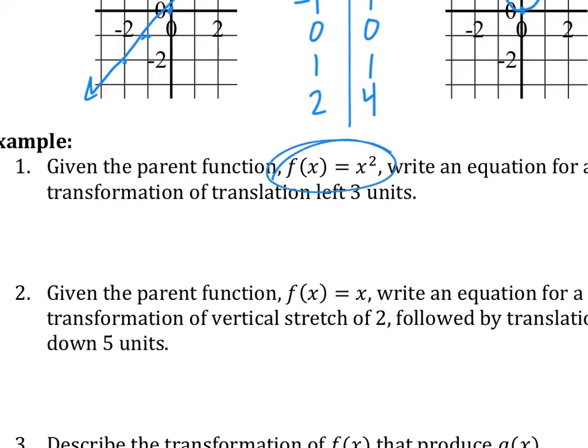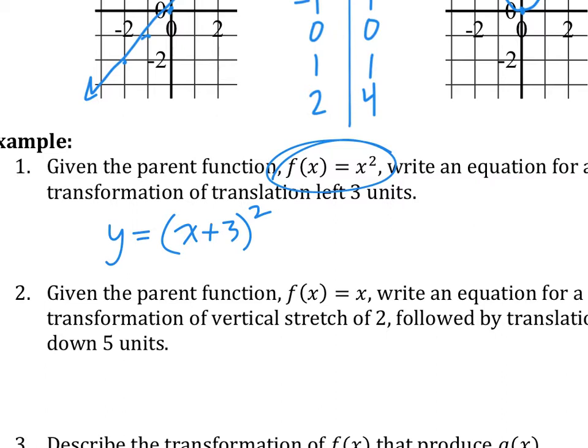Now they tell us the parent function is x squared. We know that we're going to do an x plus 3 because we're going to the left. Because the parent function is a square, we're going to take this whole thing and square it. And remember, h is inside the function, so it's inside the x squared. So this is y equal to (x plus 3) squared. That's moving to the left 3.